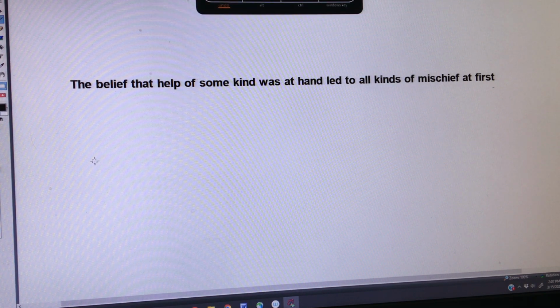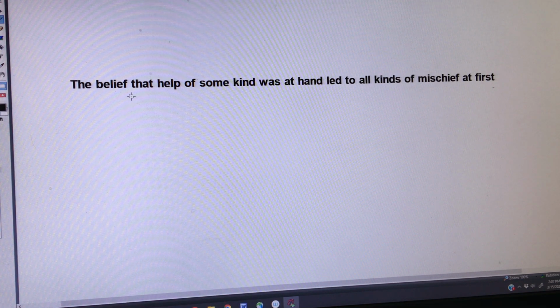And that leaves one other kind of thing, and that is the noun clause, the nominal clause, and as we've seen before, it's that help of some kind was at hand. And its function in the sentence is an appositive. So that's how you derive all those answers, naming the kinds of phrases and clauses within this sentence.